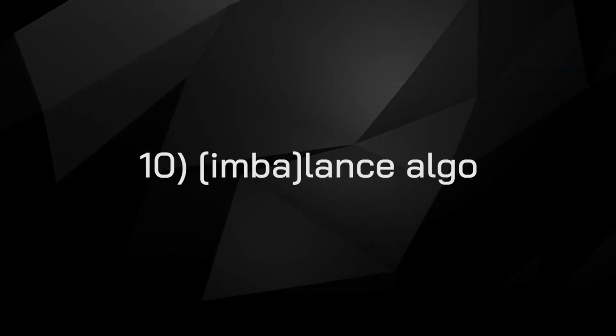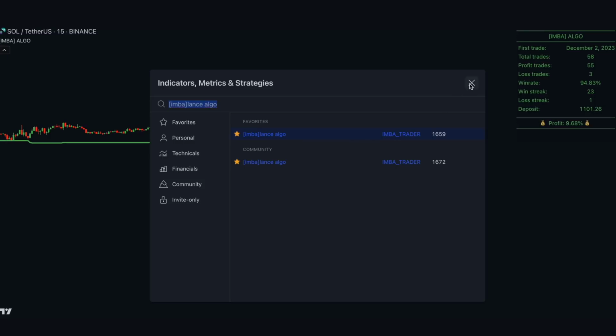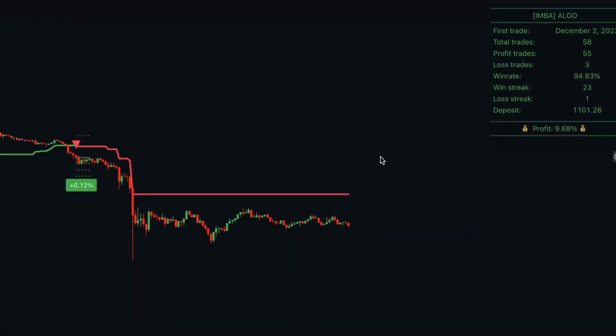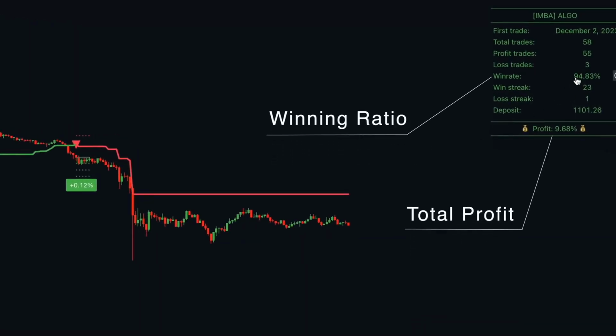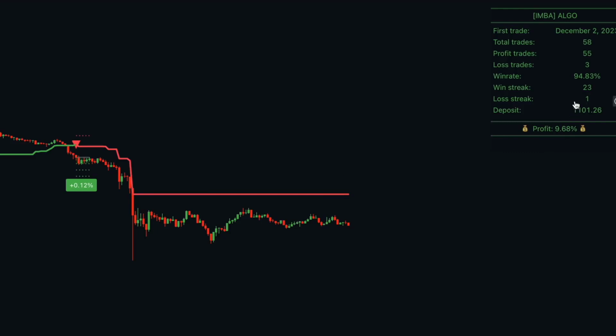The 10th most powerful indicator on TradingView is called the Imbalance Algo by Imba Trader. This indicator is so good that on the Solana 15 minutes time frame, it has a winning ratio of over 90%, with a total profit of around 9%. This is by risking only 1% of your account. With such a high win ratio, you can increase the risk up to 5%.